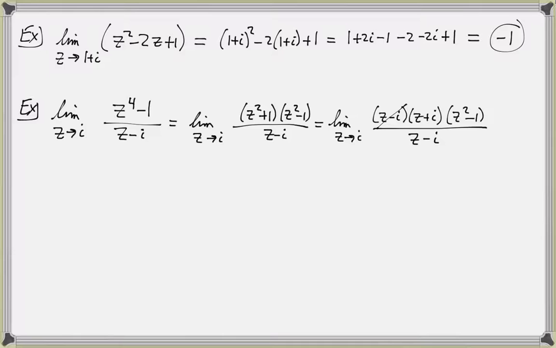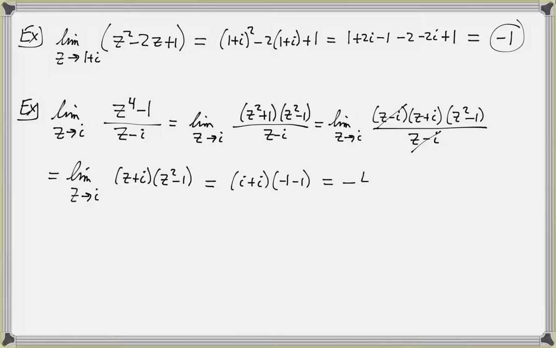So I can cancel a z minus i in the numerator and denominator and obtain the limit of the polynomial z plus i times z squared minus 1. And now I can use direct substitution to obtain i plus i times i squared, which is negative 1, minus 1. And this equals i plus i is 2i times minus 2 would give me a minus 4i.